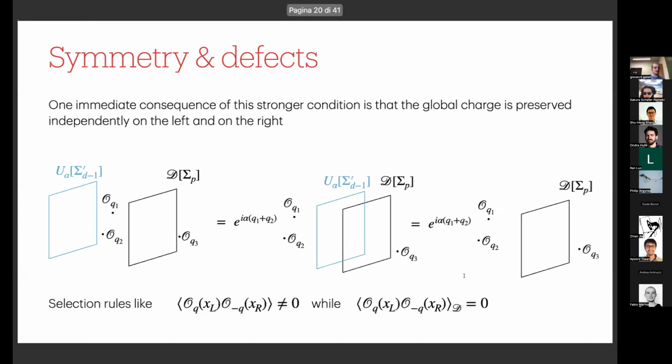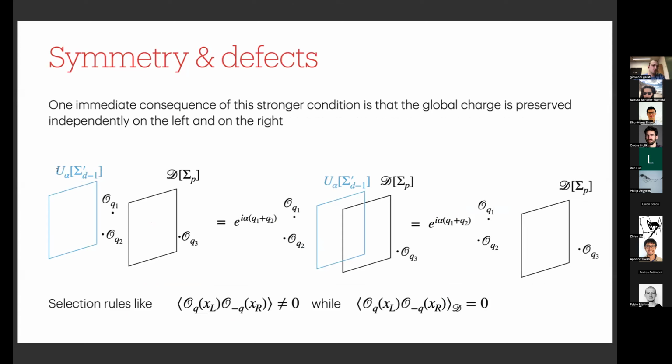Okay, so let me now describe the consequences of this new definition. The first immediate consequence is that in this situation, the global charge is preserved independently on the left and on the right-hand side of the defect. And this one can be proven very easily. We can create our topological operator from the vacuum, assuming that the symmetry is not spontaneously broken.